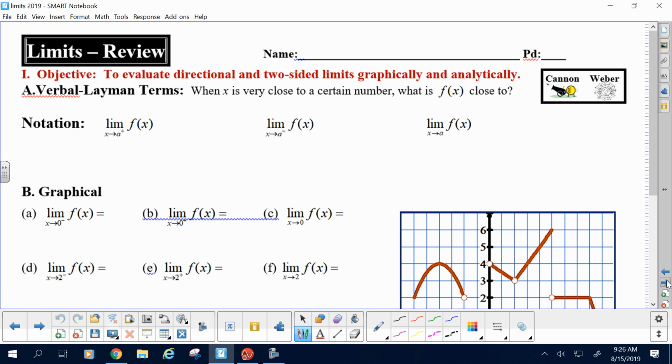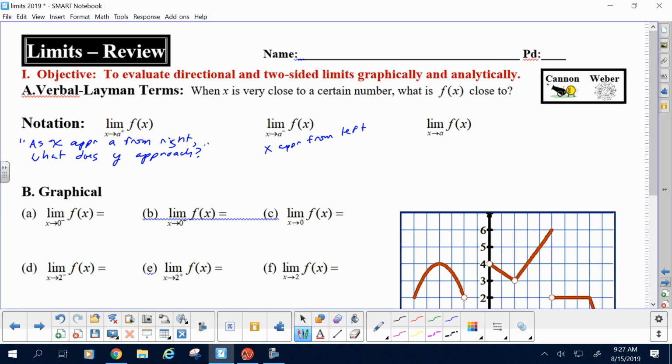So this then is, you could say, as x approaches a from the right, what does y approach? Or the function approach? From the positive side of it. This is x approaches a from the left, or the negative side of the number line, I guess you could say.